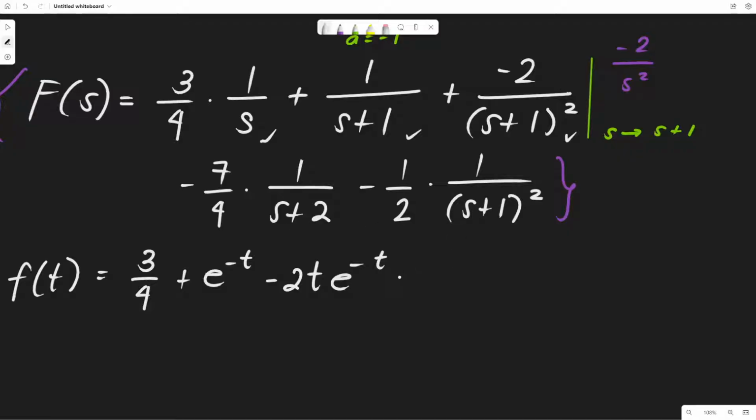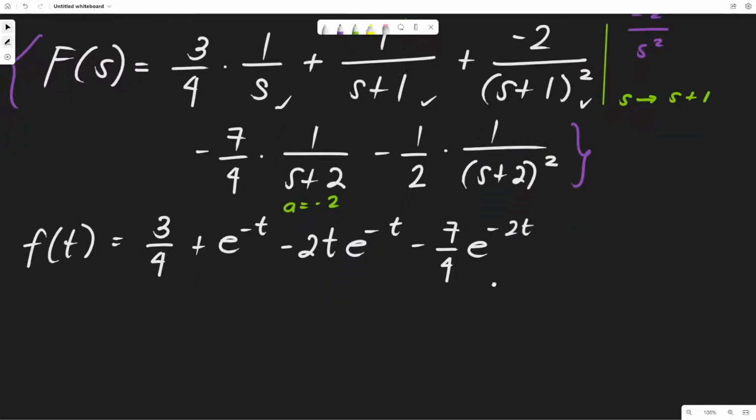Next, minus 7 over 4. What is the Laplace transform of 1 over s plus 2? That is e raised to negative 2t. Sorry, this is 2. E raised to negative 2t, because a is equal to negative 2 in this case.